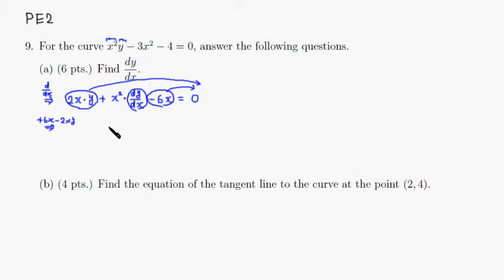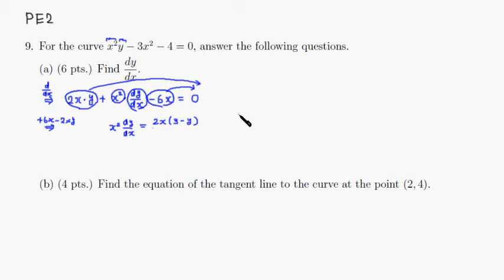What's left on this side is x squared times dy over dx, which is equal to 6x minus 2xy. Since 2x is in common, I'm going to pull that out. If you pull out 2x from here, you have 3 left, and from the other term you're going to have minus y. Then you have that.